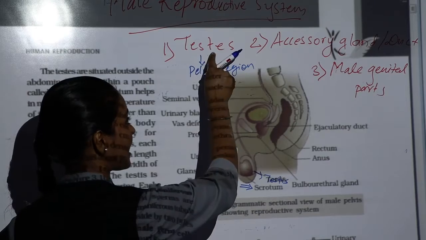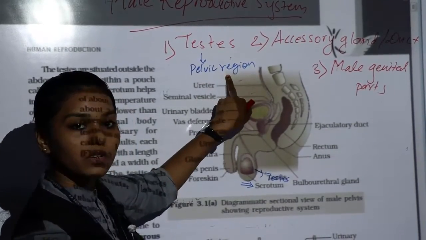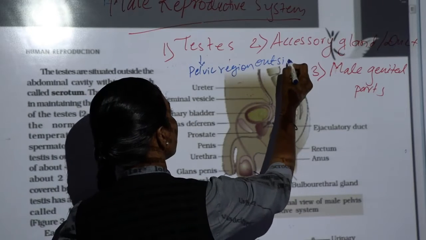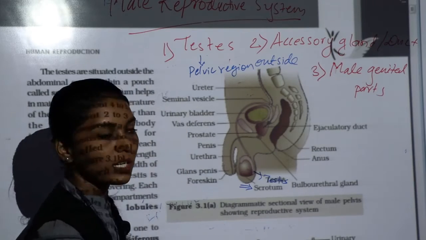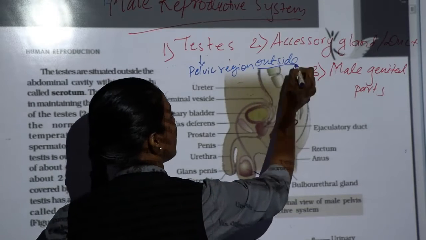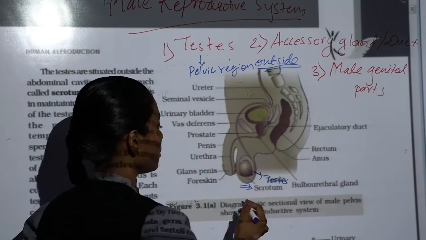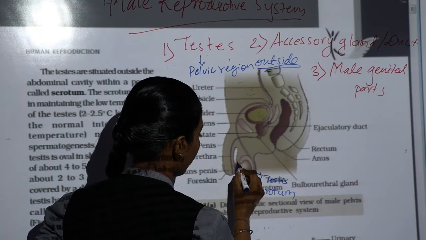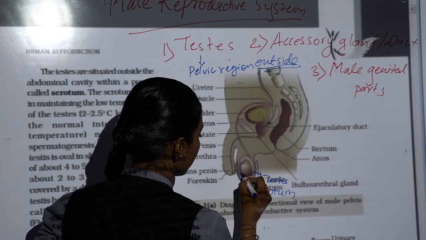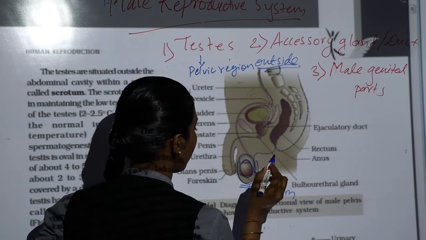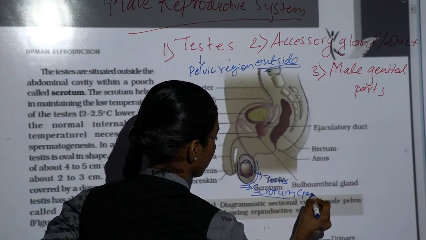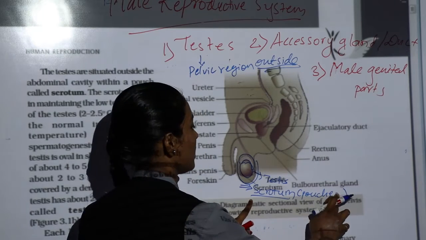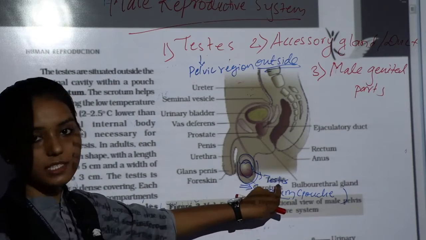It is said that testes are present near the pelvic region, as well as outside of the abdominal cavity, and they are present within the pouch known as scrotum. Okay, here you can see this pouch like structure which contains the testes. So this is a pouch like structure which is known as scrotum.